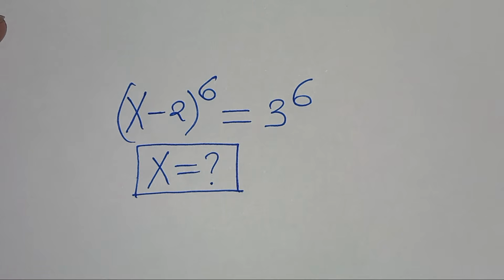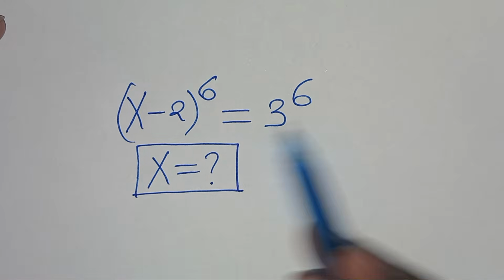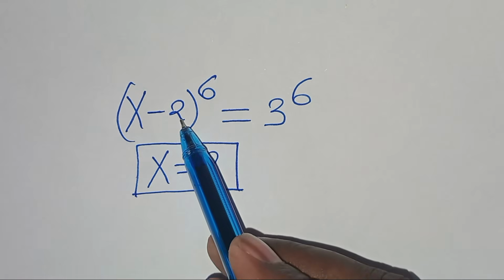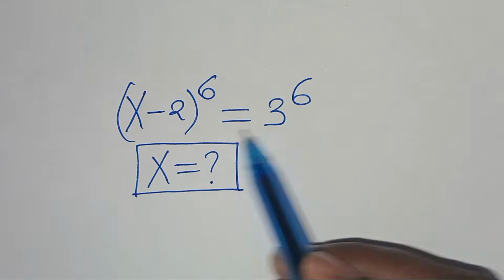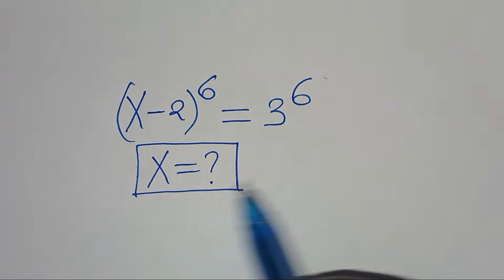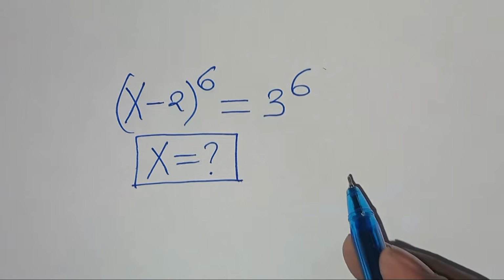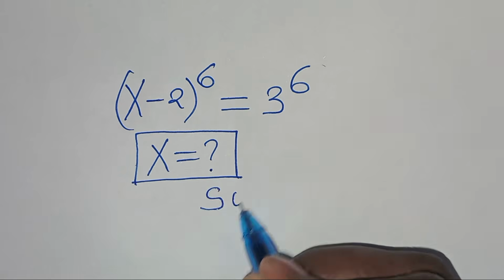Hello everyone, you're welcome to solve this nice algebra problem, which is (x - 2)^6 = 3^6. So what are the values of x? Let's provide a solution from here.